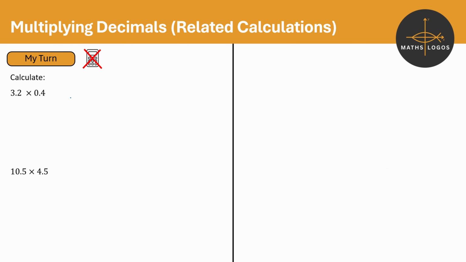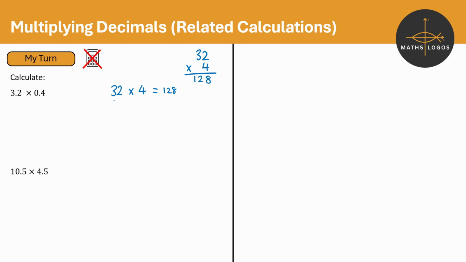Calculate 3.2 multiplied by 0.4. The related calculation I want to use is 32 multiplied by 4. Now this is a non-calculator question, so I'm going to go ahead and work that out. 4 multiplied by 2 is 8, and then 4 multiplied by 3 is 12. My answer to this is 128.